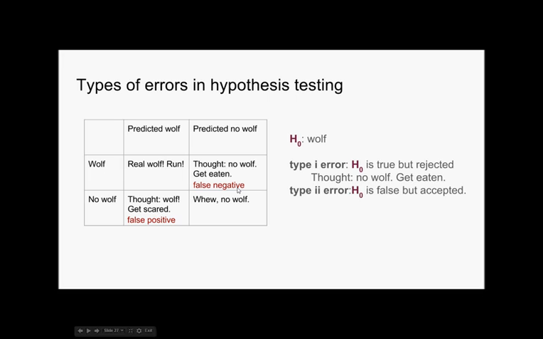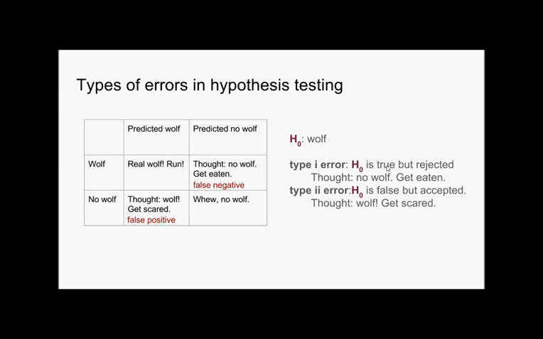And here, you're thinking that the hypothesis that there's a wolf is true. But here you're thinking that the hypothesis that there's a wolf is false when it's actually true. So you reject the null hypothesis when it's actually true. And that gets you eaten.